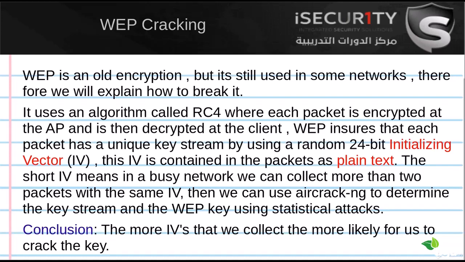Okay, so from the above we know the more IVs, or initialization vectors, that we collect, the more likely that we'll successfully crack the WEP key. So our main goal now when we try to crack WEP is to collect as many IVs as we can, because once we have a large number of IVs we're going to have two packets that use the same IV, and then aircrack-ng is more likely to be able to determine the key stream and the WEP key for the target network.